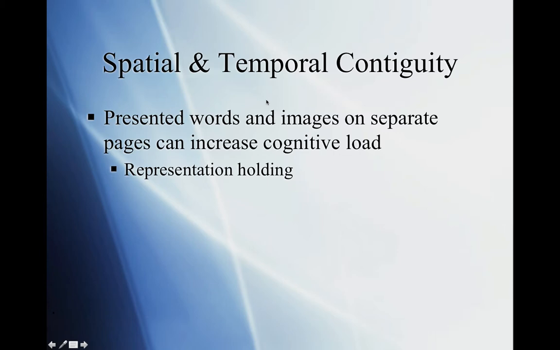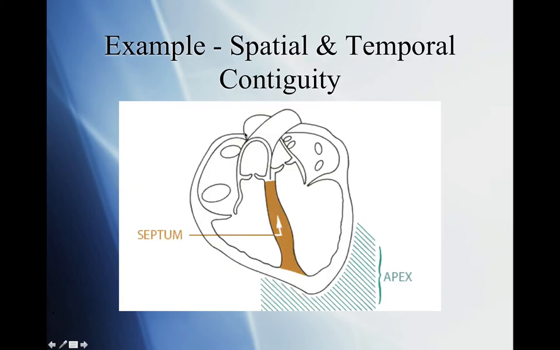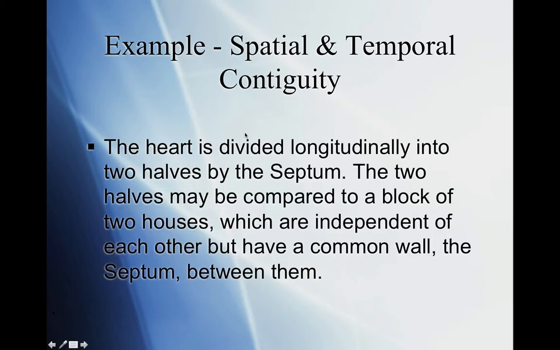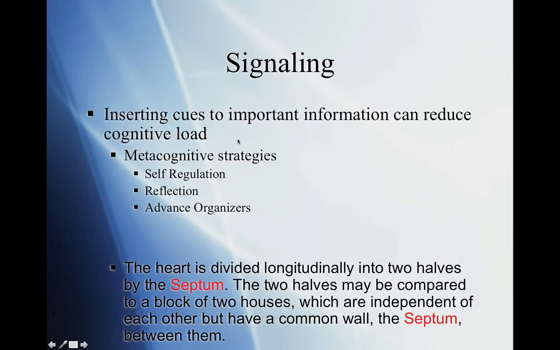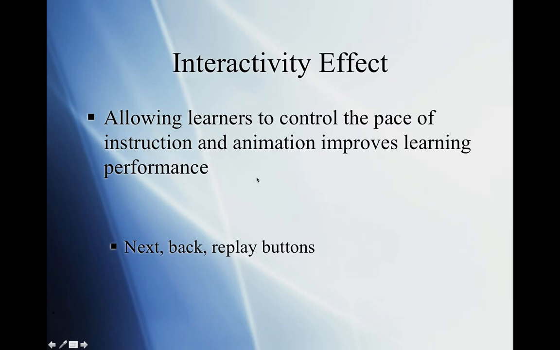Spatial and temporal contiguity, basically it means things need to be on the same screen. So you wouldn't have a picture of the heart and then the description on the next page. You'd want to keep them on the same page. Signaling, very simple. Think about all the textbooks you read. They have the highlighted keyword that most of you probably study for your tests and quizzes. So I have this highlighted keyword here, septum, because I'm talking about the septum.